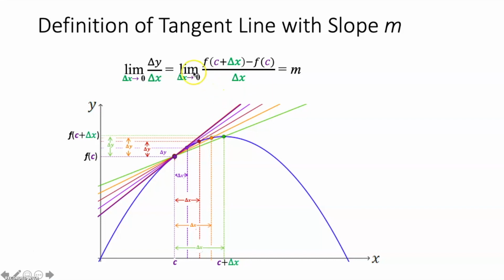That's how the limit as delta x approaches 0 of f of c plus delta x minus f of c all over delta x gives you the slope of your function at a particular x value, the derivative of your function at a particular x value, the instantaneous rate of change of your function at a particular x value, the slope of the tangent line at a particular x value.